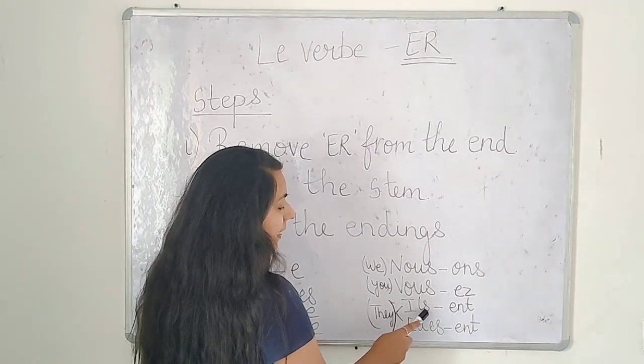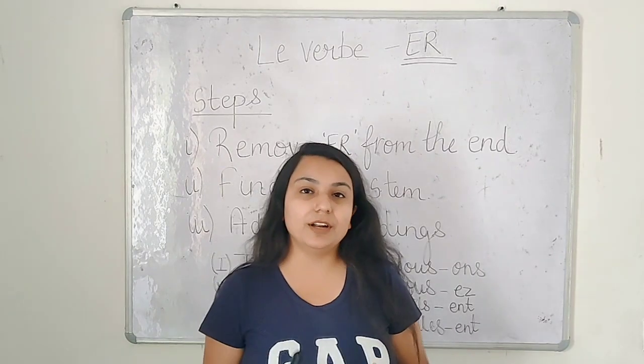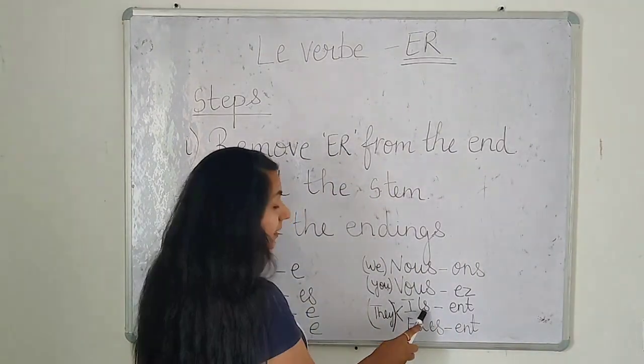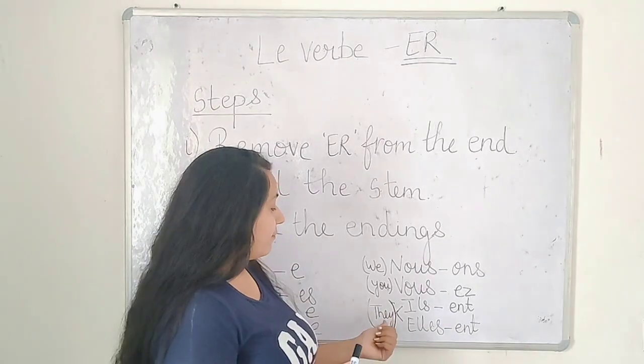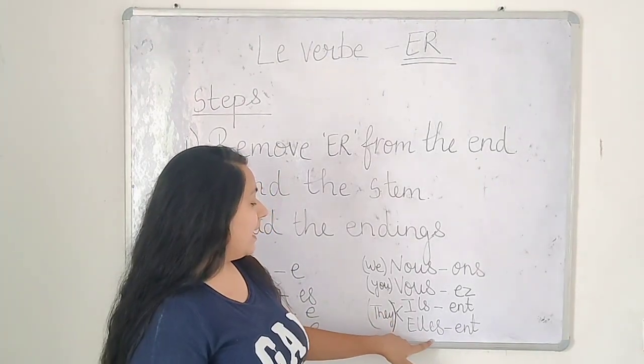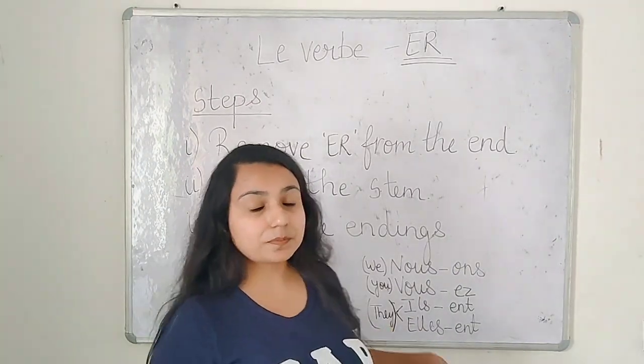Then we have ils. I am over here writing ILS, but we do not pronounce the letter S. So that's why the pronunciation is il. Il means they for masculine, for males, and elles is for they again, but for feminine, for females.